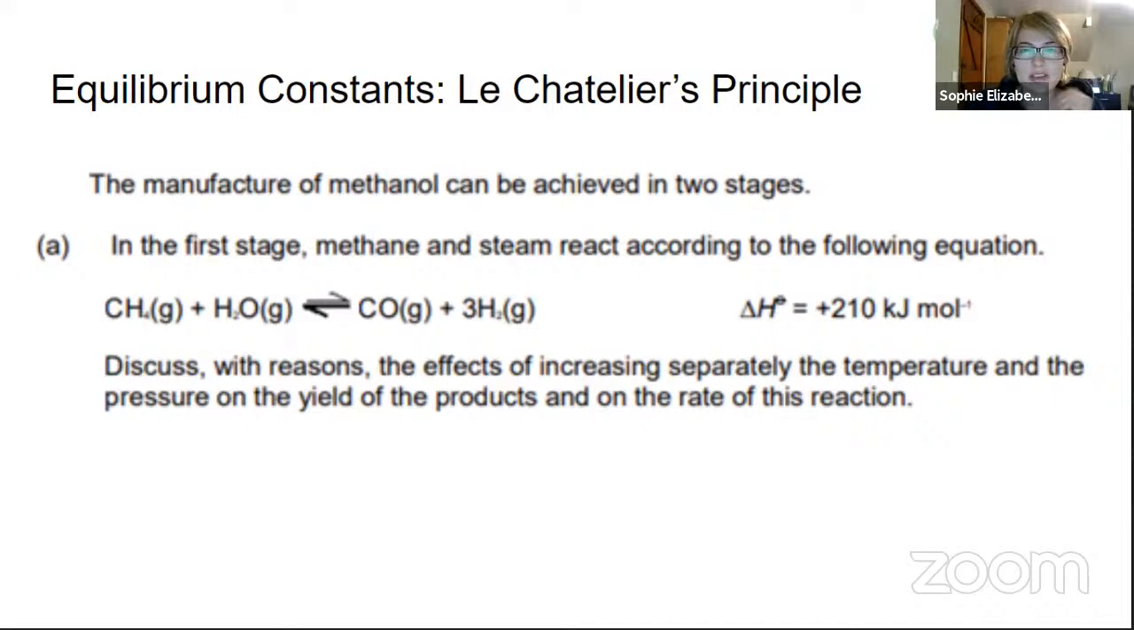So it's looking at the formation of methanol. I have methane gas reacting with water going to carbon monoxide and hydrogen gas. And then it's asking what the effects of increasing the temperature and the pressure would be on the yield of the products and on the rate of reaction. What I want you to do when you have these questions is look at what the enthalpy change is for these reactions. In this case, we've got a positive enthalpy change, and that will be quite important. I'll give you a minute to jot down very quick ideas.